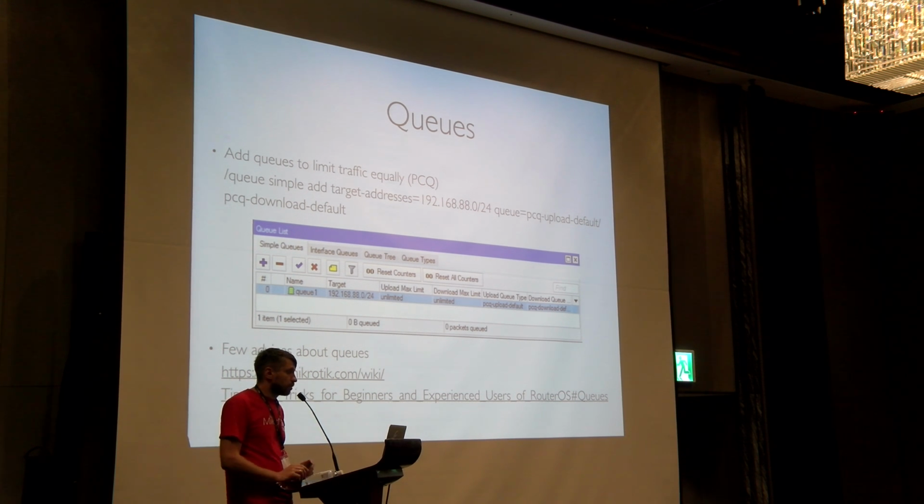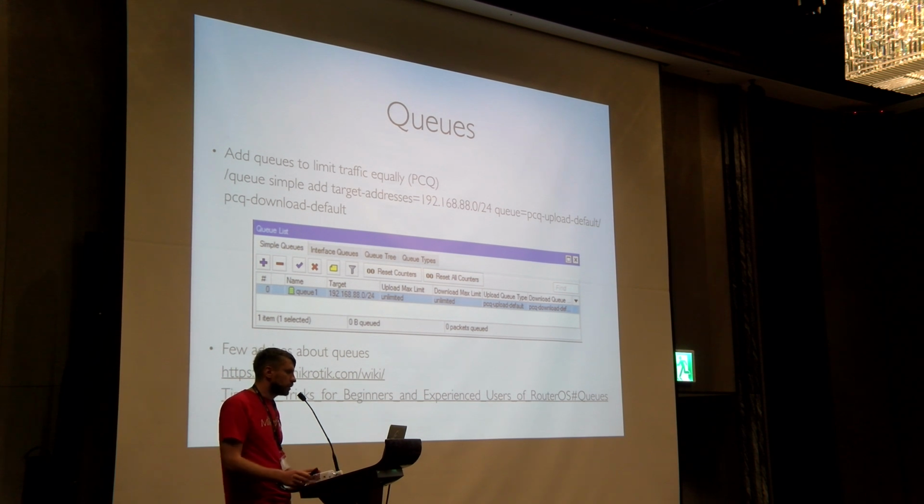As well, by PCQ queues, you can set 1 megabit to each client. All clients get 1 megabit, but with one rule. You don't need to put a rule for each client, like 200 rules for 200 clients, but you set just one queue, set 1 megabit, and every user gets 1 megabit.